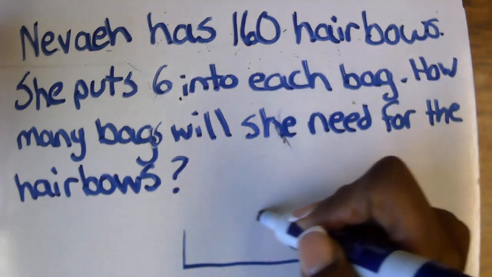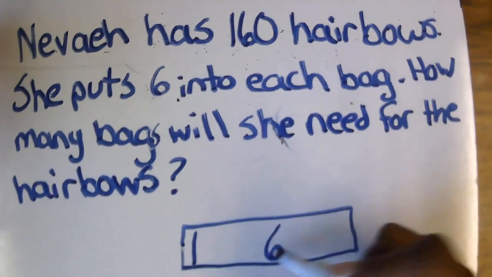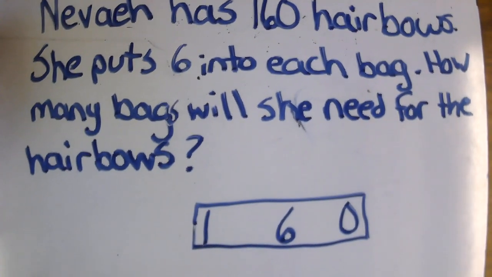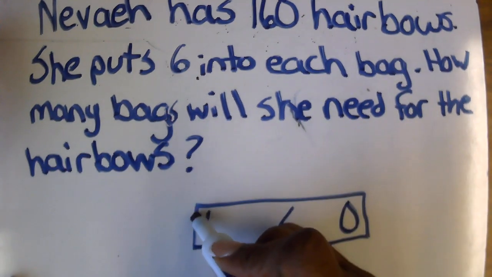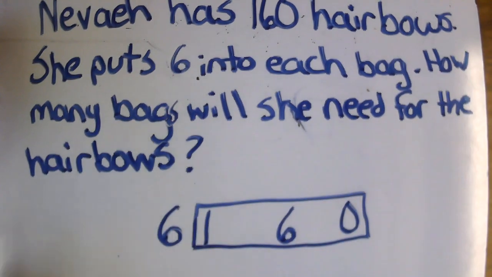I'm going to go ahead and do my area box. I'm going to put my 1, my 6 in the middle, and my 0 near the end, leaving intentional space. Okay? She puts 6 into each bag. So we know it's 6 in each bag. We just got to figure out how many bags we're going to need.